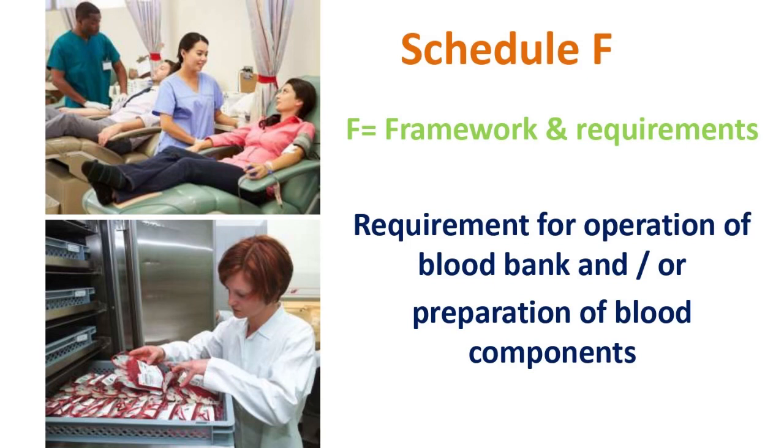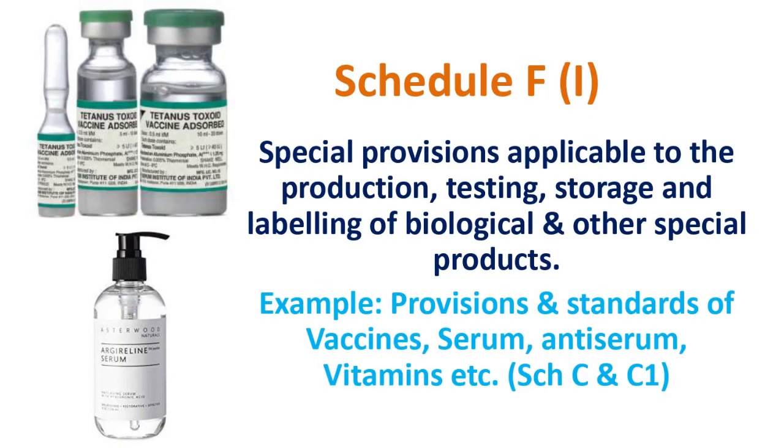Schedule F, it consists of requirements for operation of blood bank and preparation of blood components, etc. How can you remember it? F for framework and requirements for blood bank. Schedule F1, it consists of special provisions applicable to the production, testing, storage and labeling of biological and other special products.